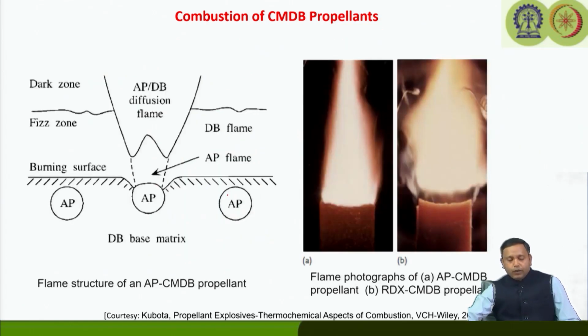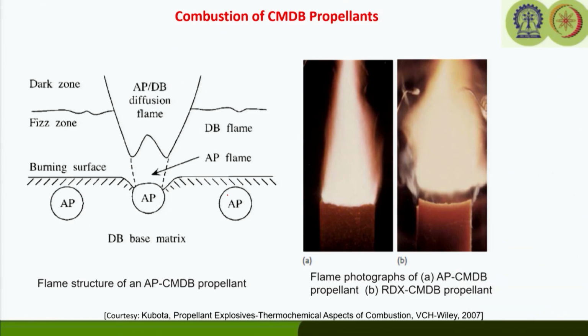Now, if you look at the typical flame structures, we may see the flame for AP CMDB propellant. If you look at this picture, they are basically different than the RDX CMDB, or RDX means nitramine based. So, in RDX CMDB, we can see there is a gap from the burning surface to the start of the flame. So, luminosity is actually going to start from a certain height above the burning surface. So, it is like distended from the burning surface, whereas for the AP based composite modified double base propellant, we can see it is starting almost near the burning surface.